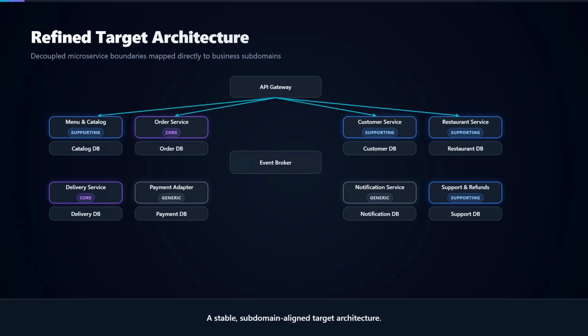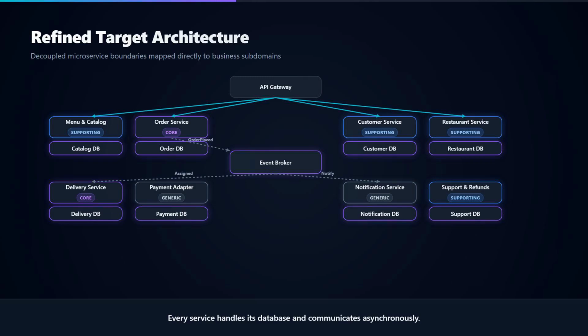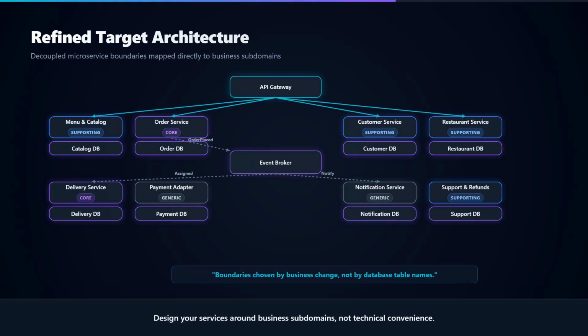This brings us to our refined subdomain-aligned microservice architecture. Clients access the system through an API gateway. The event broker coordinates asynchronous messages, while separate databases ensure each team can develop and deploy autonomously. By aligning service boundaries with business subdomains, we ensure our architecture is stable, resilient, and ready for continuous delivery.